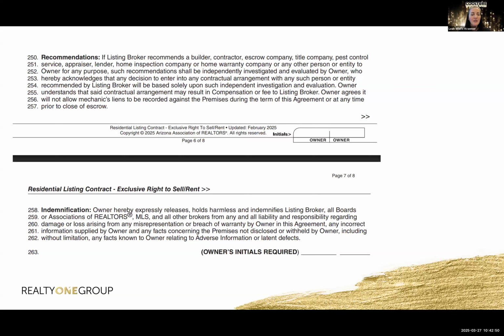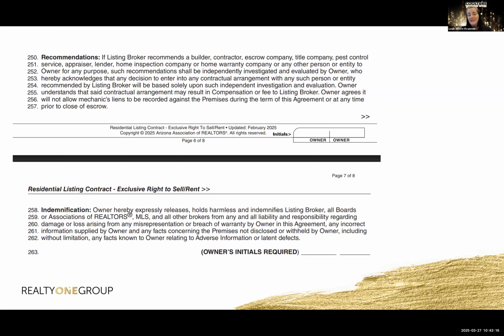Owner hereby expressly releases, holds harmless, and indemnifies listing broker, all boards or associations of realtors, MLS, and all other brokers from any and all liability and responsibility regarding damage or loss arising from any misrepresentation or breach of warranty by owner in this agreement, any incorrect information supplied by owner, and any facts concerning the premises not disclosed or withheld by owner, including without limitation, any facts known to owner relating to adverse information or latent defects.